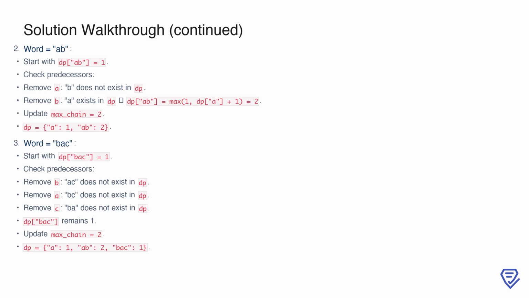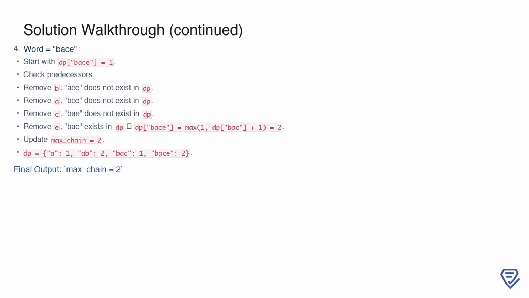Next, for the word bac, we begin with dp[bac] equals 1. Checking predecessors, removing b gives ac, which does not exist in dp. Removing a gives bc, which also does not exist in dp. Removing c gives ba, which does not exist in dp. Since no predecessors are valid, dp[bac] remains 1. The max_chain remains 2, and the dp dictionary is 1, 2, bac: 1.